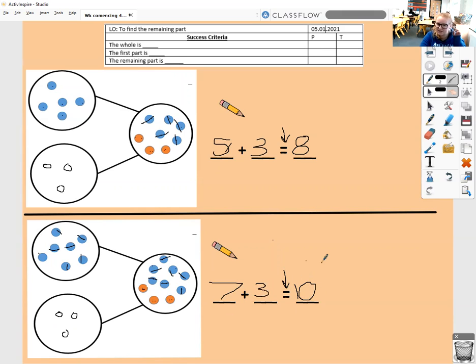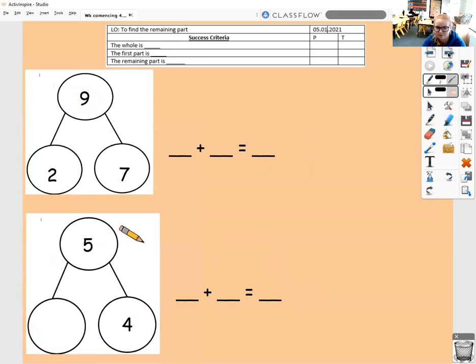The whole is 10. Can we say our number sentence together, please? 7 plus 3 equals 10. Can we say our part-part whole model using our success criteria? The whole is 10. The first part is 7. The remaining part is 3. Fantastic.